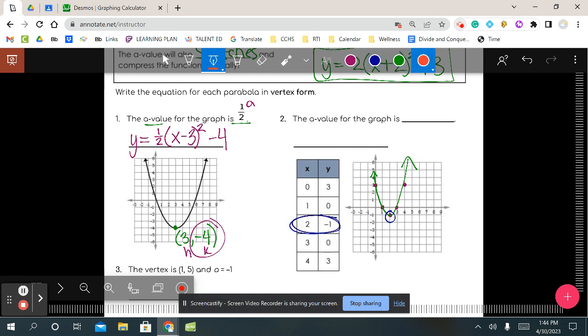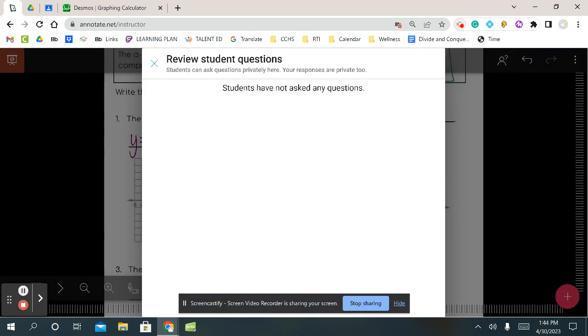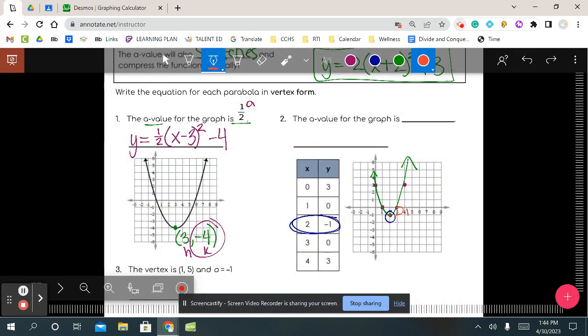So there are 2 ways you can find your a value for this. 1, you can look at your graph. We went over 1 and we went up 1. So your a value is 1. Or you can find your vertex, and then going to the next point is 1. So that is also my a value. So that's 2 different ways you can find it. So the a value for this graph is 1. So we have our vertex. So this is my h, this is my k. So y equals 1, parentheses, x minus my h squared plus my k.